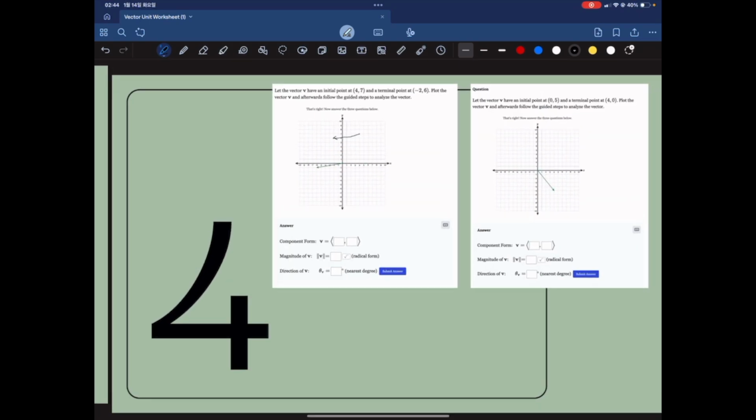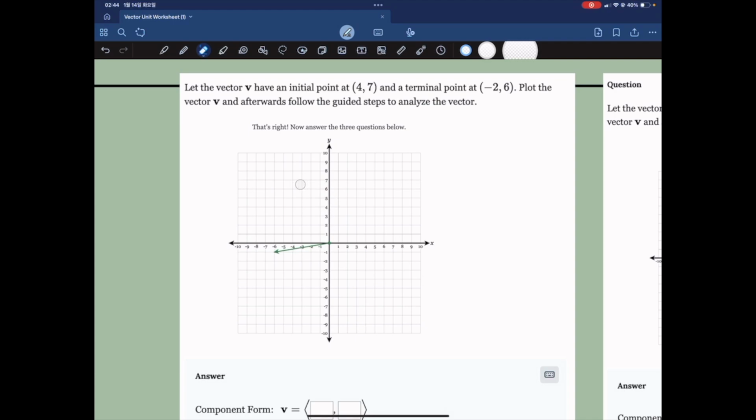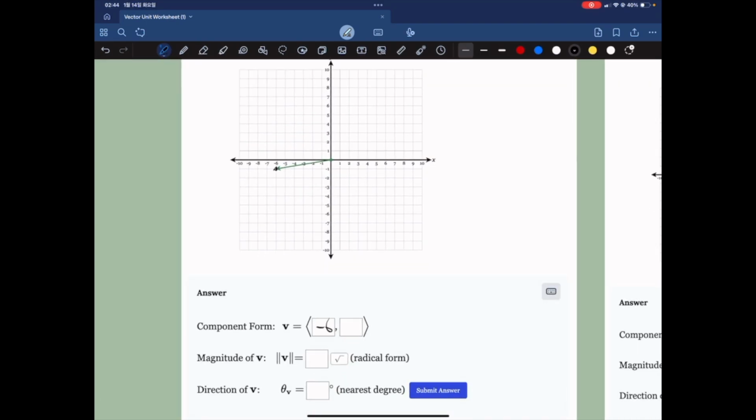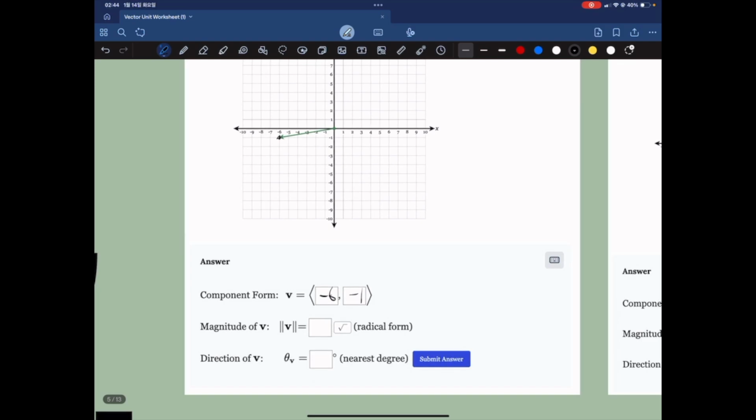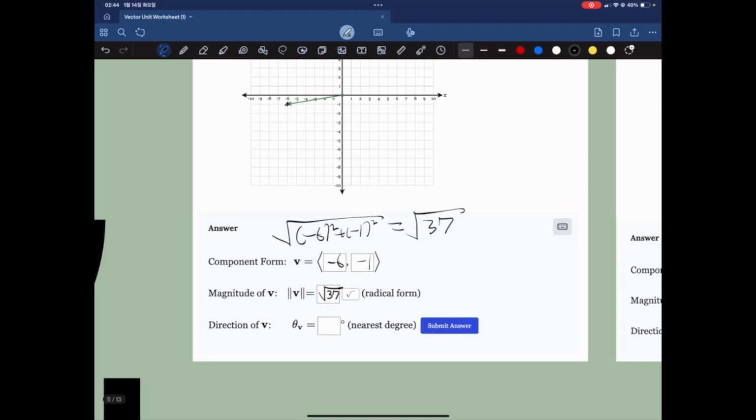And lastly, number 3, let the vector v have an initial point at 4, 7, which is about here, and -2, 6, which is here. You just drag your arrow over here and then move it to the origin. Then you get this point, which is -6, -1, which is our component form. Magnitude, we simply have to do -6 squared plus -1 squared, which is equal to 37. Therefore, root 37. How do we get the direction angle?